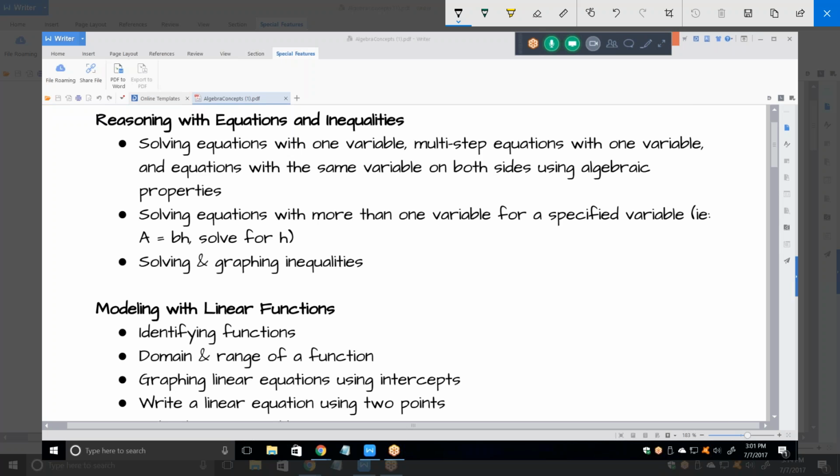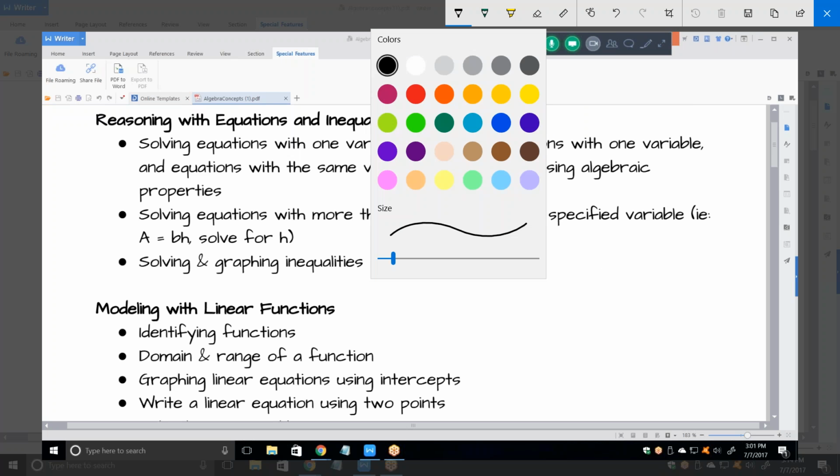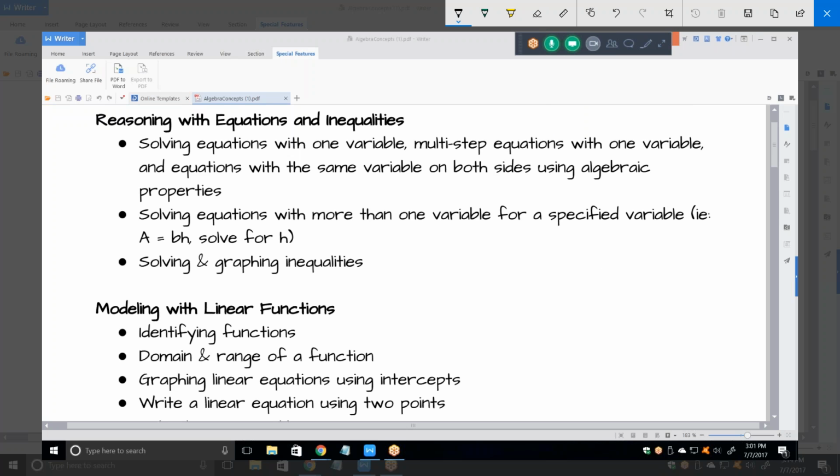Solving and graphing inequalities. Well, I think you're pretty good on this, but I'll give you one anyway. Solve it. Oh, hold on. Excuse me. Sorry. This is not the kind they meant. They meant this kind. Solve that first, and then we'll graph it.